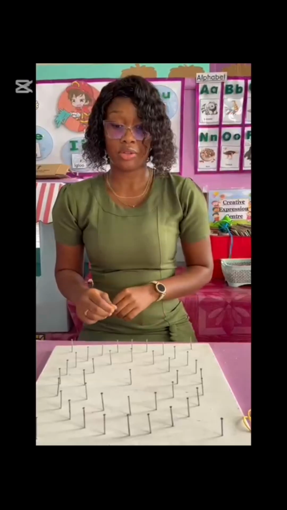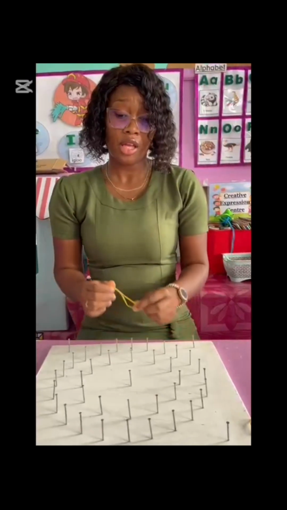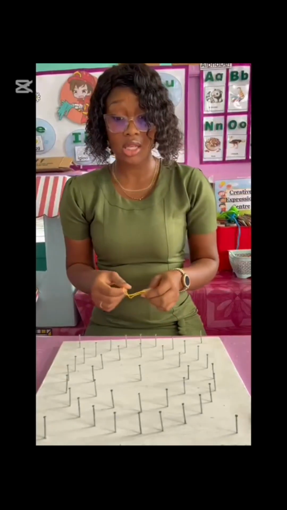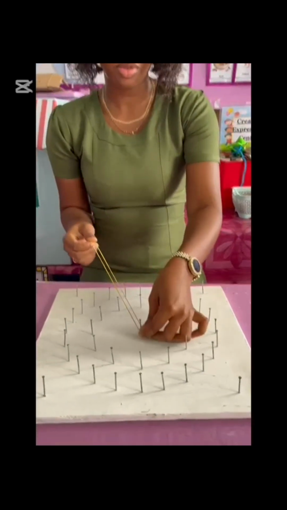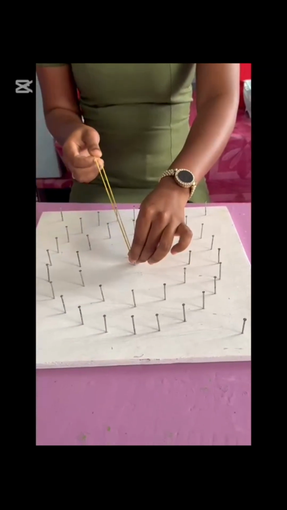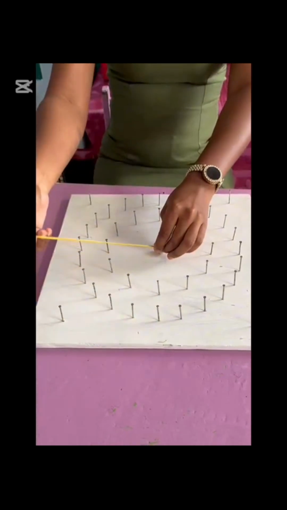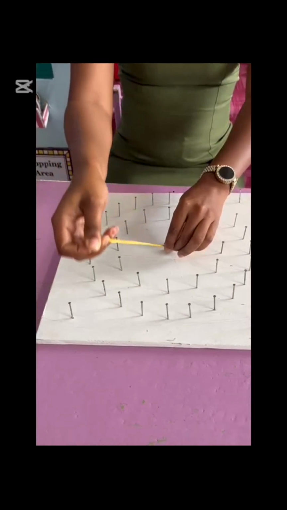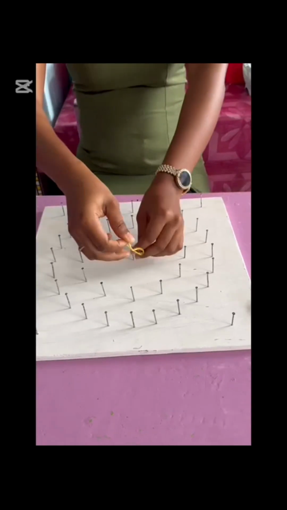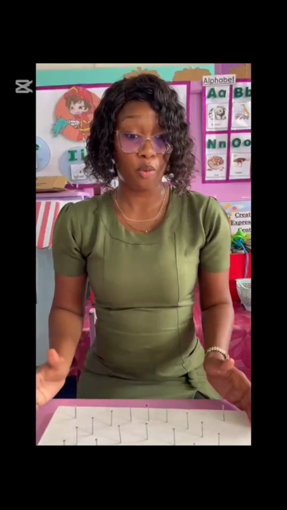Now we are on to grade 3. We can teach concepts such as position and directions. We can have the children place a rubber band on the middle peg, the center, to show clockwise and also anti-clockwise direction. So for grade 4, we can teach reflection.